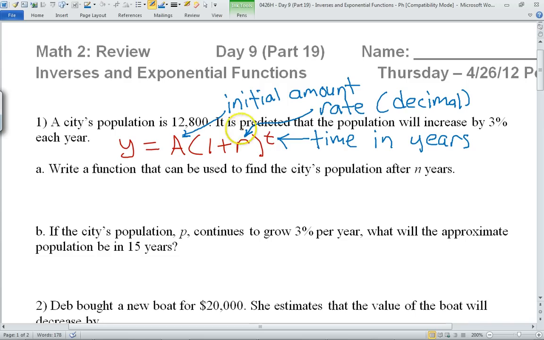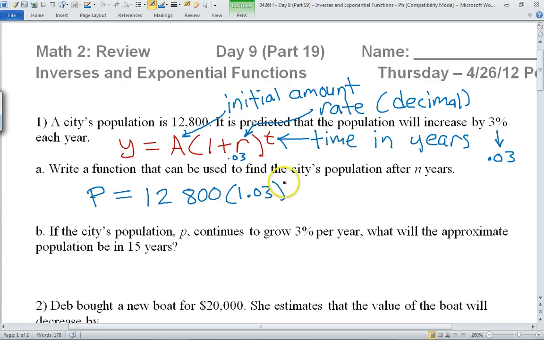So in this particular case, if we want a function that can be used to predict the population, instead of y, I'm going to go ahead and use p to represent population. It's time for the initial amount. The initial population was 12,800. Then it's going to be 1 plus the rate. Now look, the rate is 3%. As a decimal, that is 0.03. So I've got 1 plus 0.03. Of course, that's just 1.03.